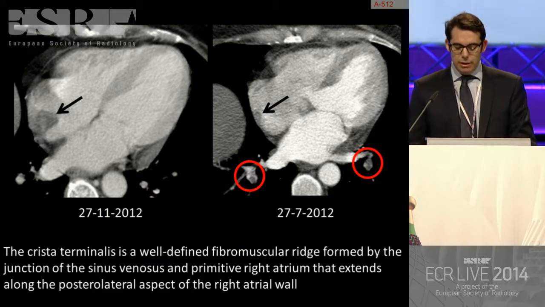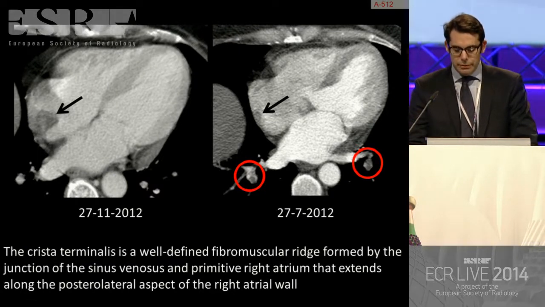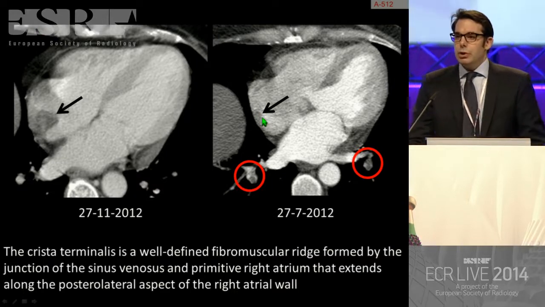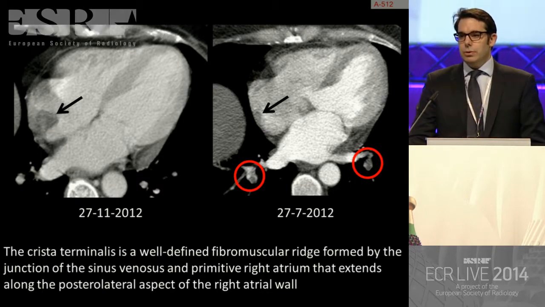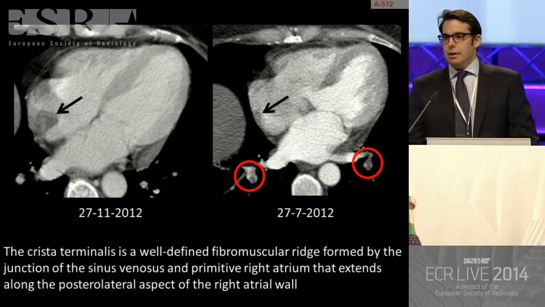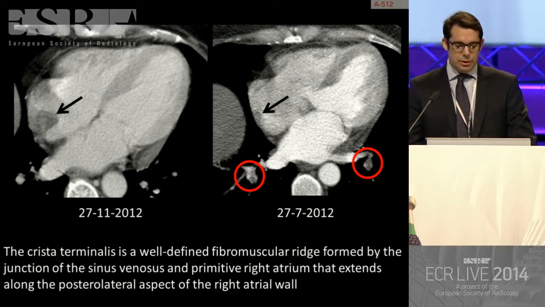As I said, the crista is a well-defined fibromuscular ridge by the junction of the sinus venosus and primitive right atrium, and it usually lies along the posterolateral aspect of the right atrial wall. Not infrequently, they will ask you to do a cardiac CT or a cardiac MR because someone saw in the echo, for example, that there was a mass within the right atrium. Then you will do this study and you will say, no, that's the crista terminalis. But you have to remember the other way around. Sometimes you will find a mass, and you have to be sure whether it's a crista or a thrombus.